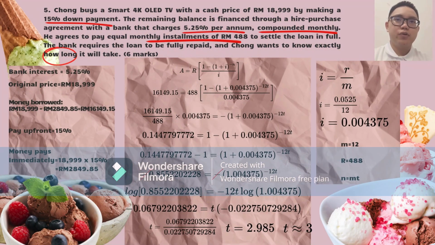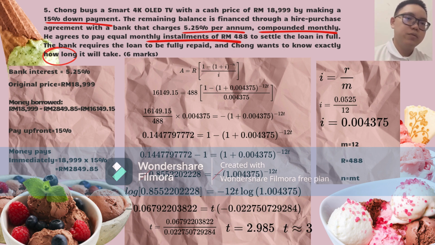For question 5, Chong buys a smart 4K OLED TV with a cash price of 18,999 ringgit by making a 15% down payment. The remaining balance is financed through a hire purchase agreement with a bank that charges 5.25% per annum, compounded monthly. He agrees to pay equal monthly installments of 488 ringgit to settle the loan in full. The bank requires the loan to be fully repaid, and Chong wants to know exactly how long it will take.